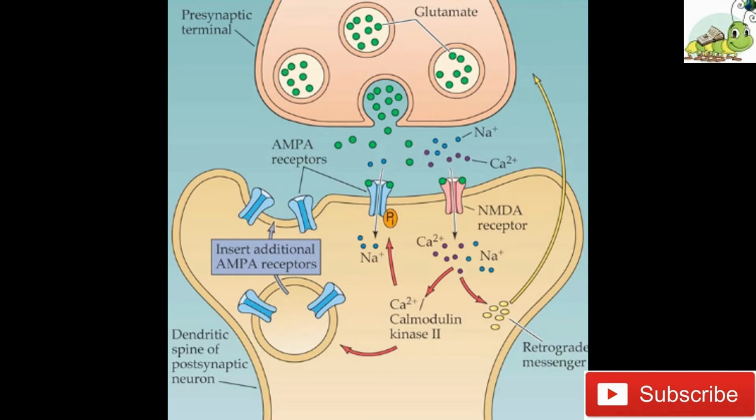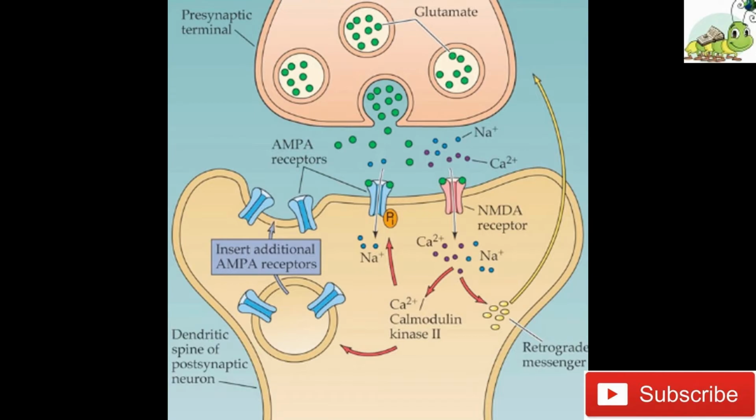AMPA and kainate receptors behave as classic ligand-gated channels, as already discussed in the previous episode. On binding of glutamate to the receptor, the channel opens and allows current to flow, thereby generating an EPSP. NMDA channels are different. First, they require binding of both glutamate and glycine to open.